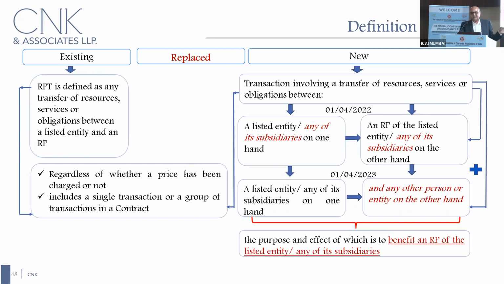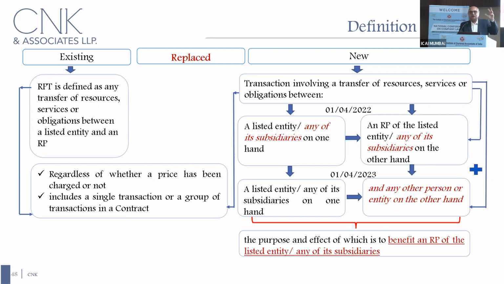So this is the definition of a transaction, which is now replaced by a definition which is again very wide. Now, if I have a holding company and the holding company has 2 or 3 subsidiaries, earlier I was reporting only transactions between the holding company and the subsidiary.